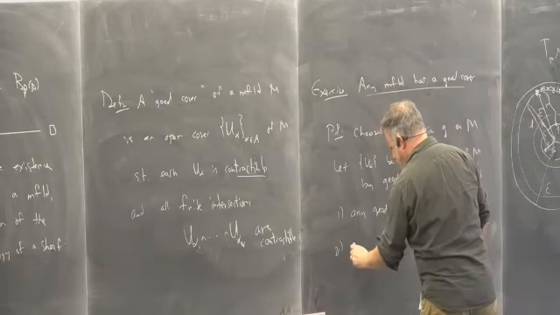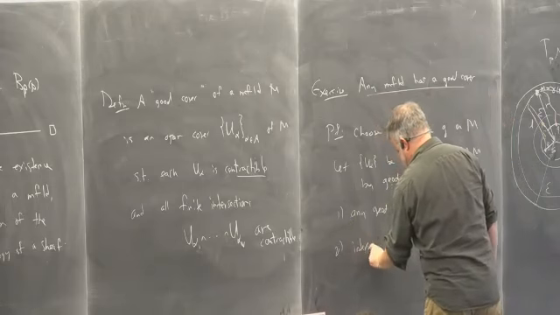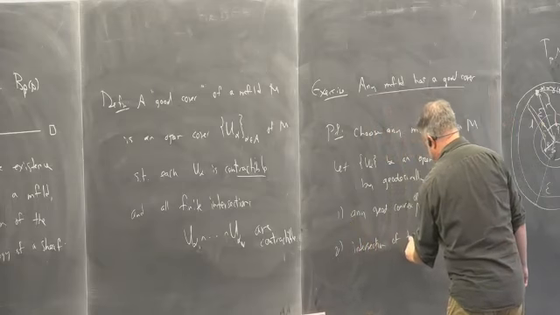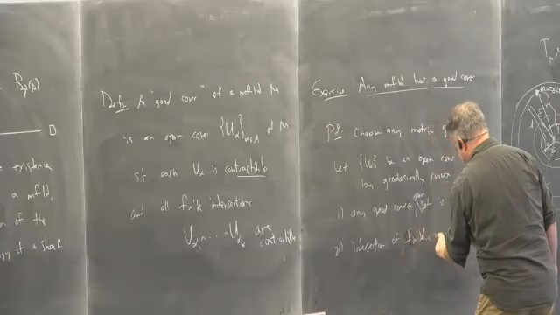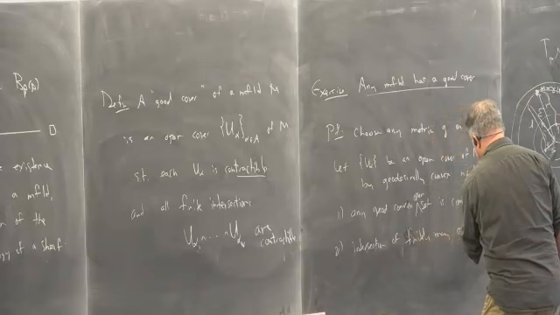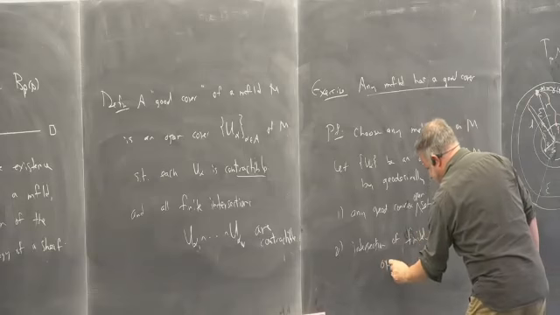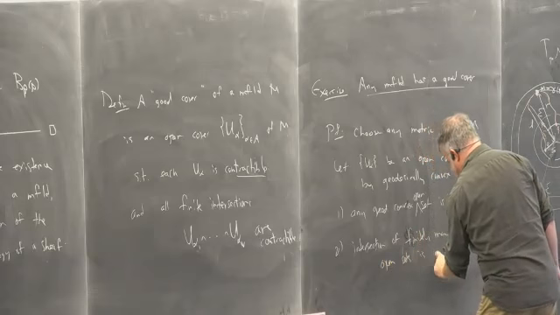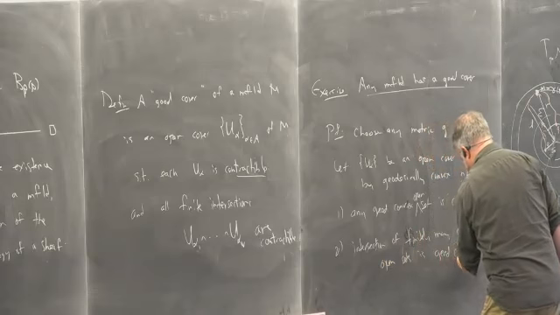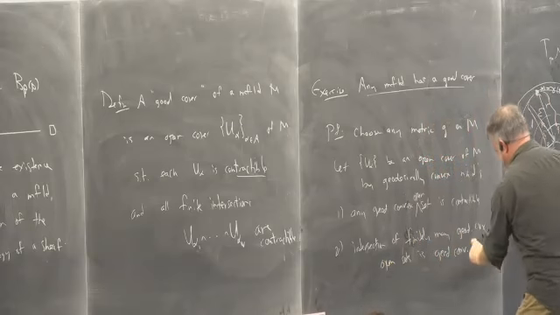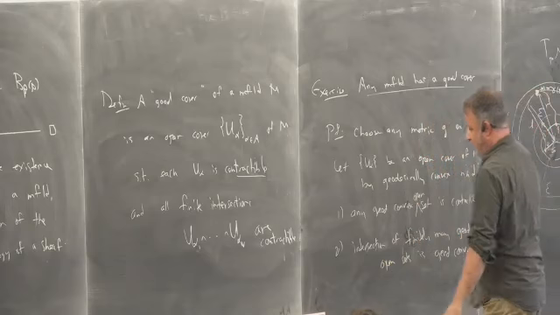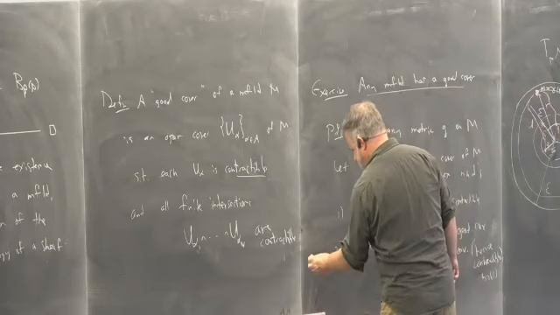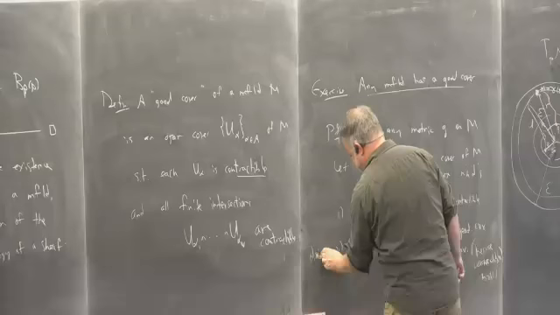And two, the intersection of two, or any finitely many, geodesically convex open sets is geodesically convex. Hence, contractible by one. So this part is obvious by the definition of geodesically convex, right?